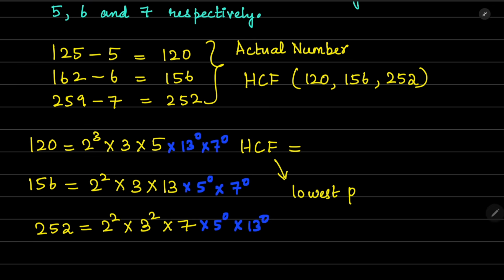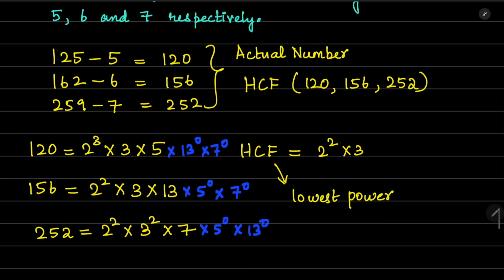So for 2, what is the lowest power? It is 2 square. For 3, what is the lowest power? It's 3 to the power 1, so it's just 3. For 5, you have 5 to the power 1, however, you have 5 to the power 0, so 5 to the power 0 is the lowest power. For 7, it is 7 to the power 0, and for 13 also 13 to the power 0. All these are equal to 1. So 2 square is 4, 4 into 3 is 12. The required number is 12.